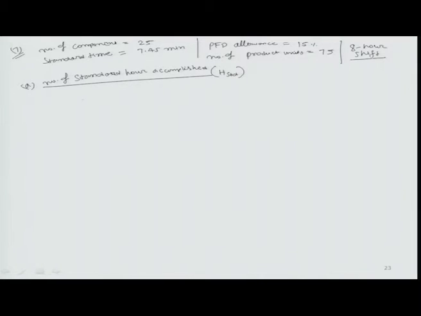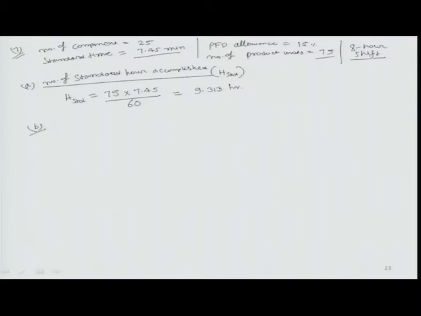Okay, and this will be equal to, now how many product units were produced? 75. And what was the standard time? 7.45 minutes. Okay, so this will be in minutes. If you want to convert it into hours, then you will have to divide it by 60. Then this will be 9.313 hours, the number of standard hours accomplished.